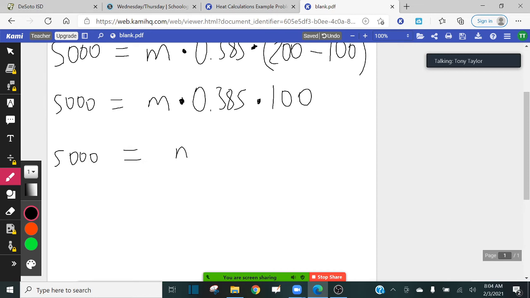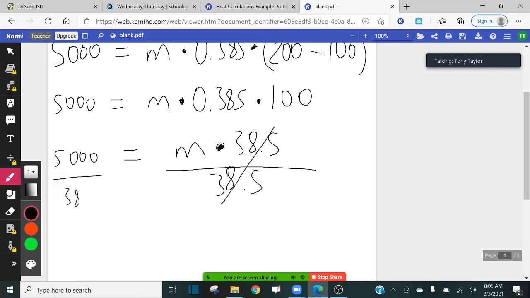So 5,000 equals mass times 38.5. And that's what I get when I multiply 0.385 times 100. Now guys, the last step here is to solve this equation for mass. And you guys know how to solve that equation for mass. You guys know how to get mass by itself. So this is where the algebra comes in. We have to divide this side of the equation by 38.5. That goes away. Whatever you do to one side, I have to do to the other.